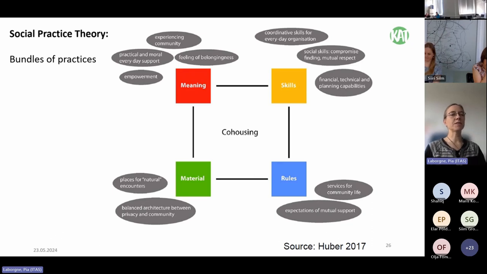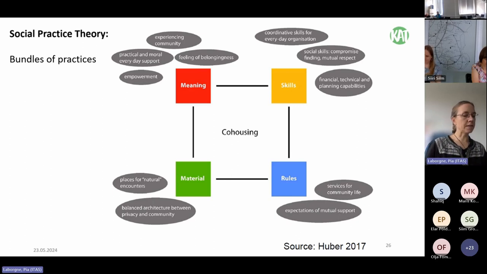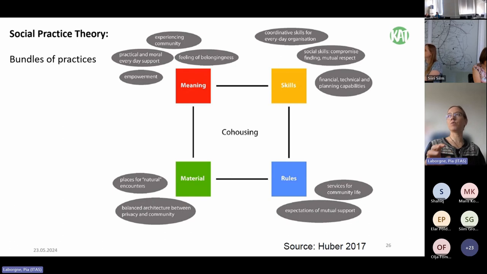In the research of Andreas Huber on co-housing, I think it's quite nicely illustrated. So meaning refers to shared understandings that guide practices. In this example of co-housing, it's for example to experience community, to feel belongingness and empowerment, to get practical support. That's why you go into this community. Then you need certain skills to perform the practices, like social skills of compromise finding. Then you need financial, technical planning capabilities or coordination skills. Skills are forms of routinized know-how. So how to coordinate practices, how to coordinate what you do. Then rules are, in this case, rules on how to behave in this community, the expression of expectations.